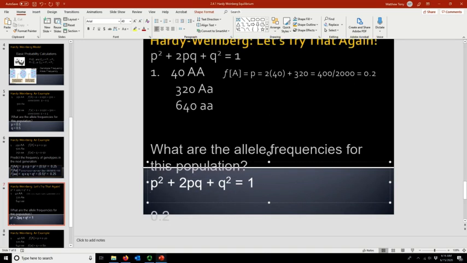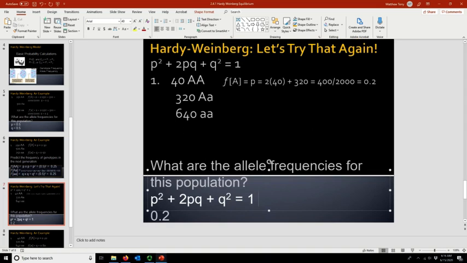Sometimes PowerPoint is not my friend. Okay, 0.2 squared plus 2pq, which is going to be 2 times 0.2 times 0.8, plus 0.8. Make this nice and happy. My math teacher is going to be much happier with me if I make this nice and clear.